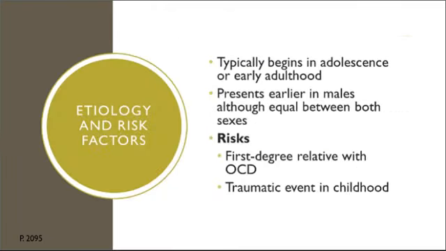The etiology typically begins in adolescence or early adulthood, presents earlier in males, and then as they get older, it presents equally in males and females. Highest risk is a first degree relative with it and a traumatic event in childhood.